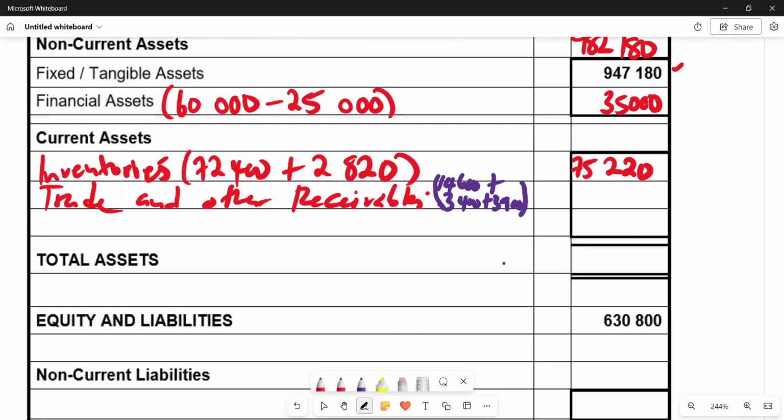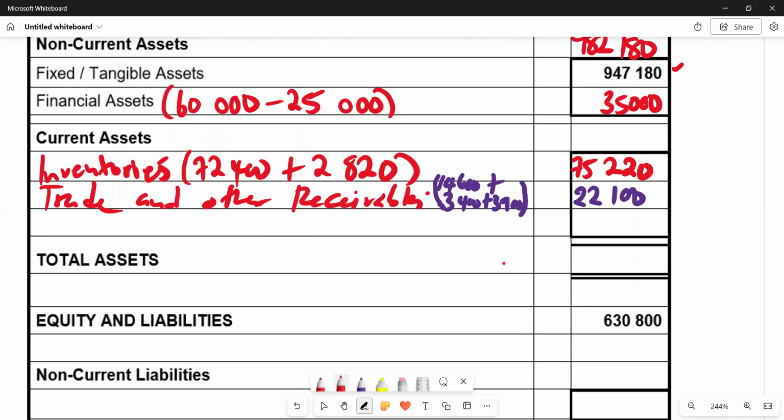So here we have got 22,100. So this is our total for trade and other receivables, whereby you're saying 14,600 plus 3,400 plus 3,900. Then lastly, we've got cash and cash equivalents.